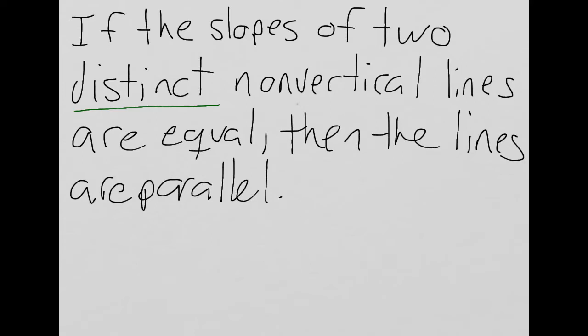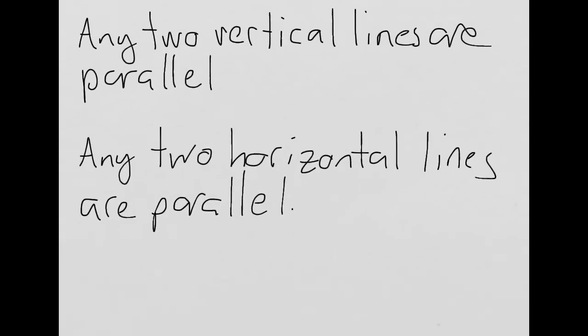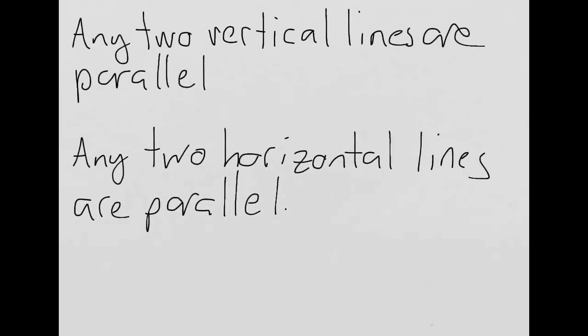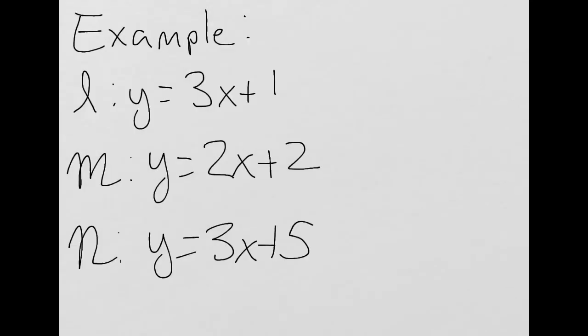So if the slopes of two separate non-vertical lines are equal, then the lines are parallel. And finally, any two vertical lines are going to be parallel, and any two horizontal lines are parallel. So any two vertical lines would be parallel, and any two horizontal lines would be parallel. They won't ever cross each other. So let's take a look at an example.